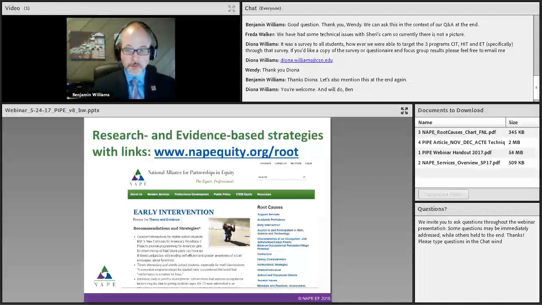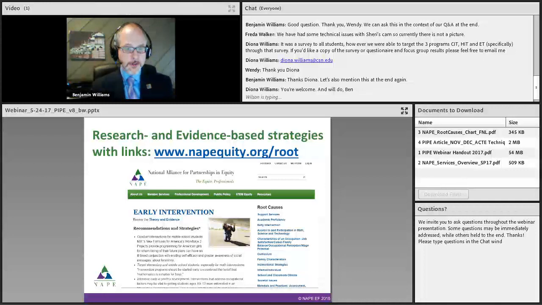And so what we use to do that is both the chart I was referencing before, as well as information that's available through the NAEP website. As you can see, it's referenced here, napequity.org/root, from which you can then access information about each of the root causes, recommendations and strategies, and then links to examples of those who've had success in doing that work.